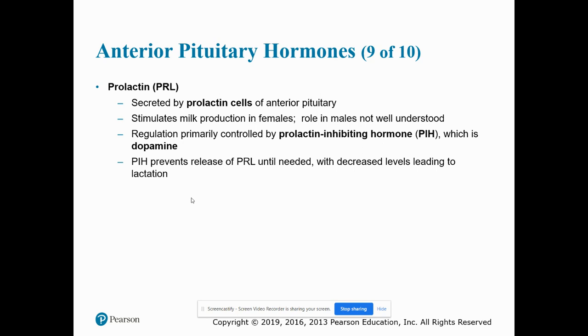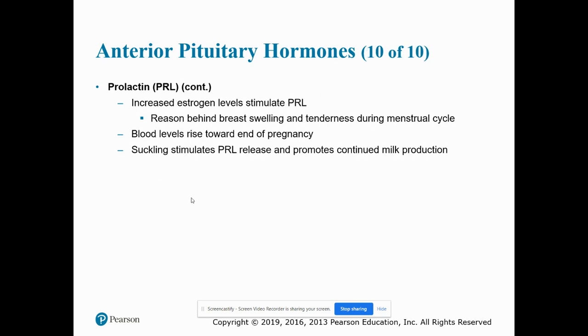The role of prolactin in males is not well understood. Regulation primarily controlled by prolactin inhibiting hormone, which is also called dopamine. And prolactin inhibiting hormone prevents the release of prolactin until it's needed, with decreased levels leading up to lactation. Increased estrogen levels will stimulate prolactin, and this is the reason behind breast swelling and tenderness during the menstrual cycle. The levels of prolactin in the blood will also rise towards the end of pregnancy, and then suckling will actually stimulate prolactin release and promote continued milk production.